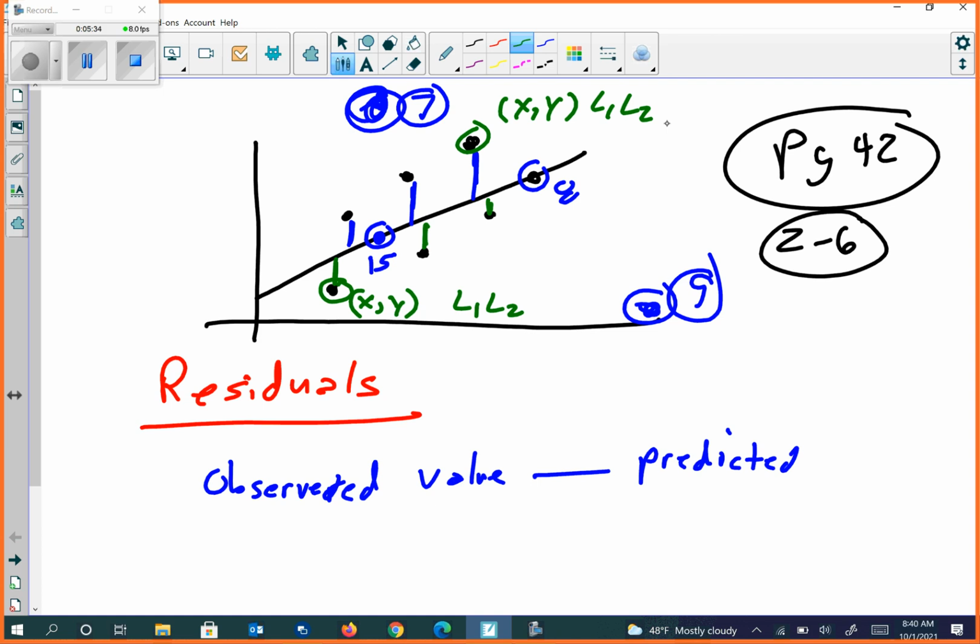Well, what's going on with our thing? Are we going vertically from our... yeah. So we have our response here. Okay, so observed minus predicted.